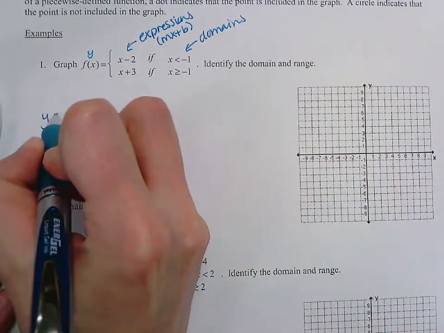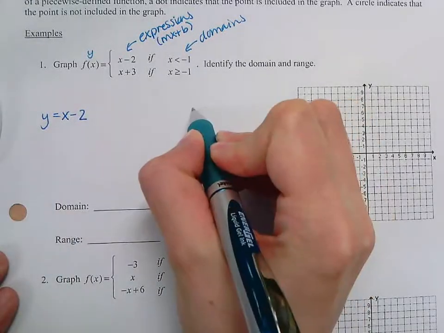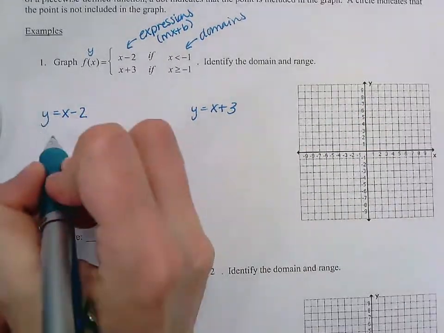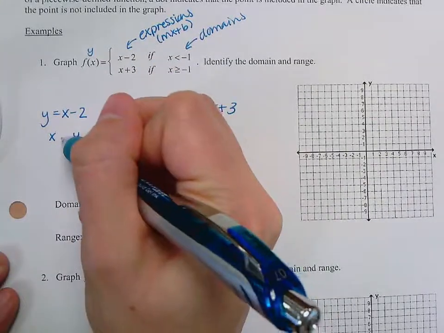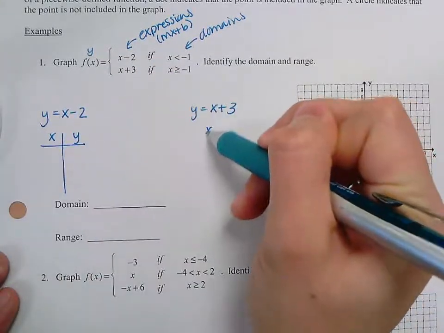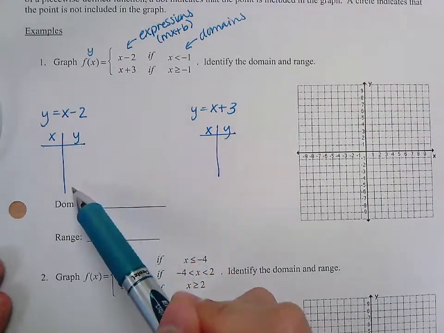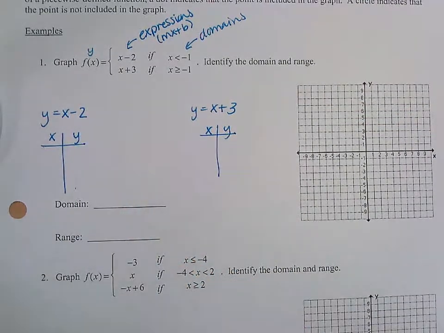I have y equals x minus 2, and then I also have y equals x plus 3. And for each of these, if I was just graphing one line, I wouldn't graph this making a table. I can graph using point slope form. But for the purposes of this, and you'll see why with the domains, I make a table for these.